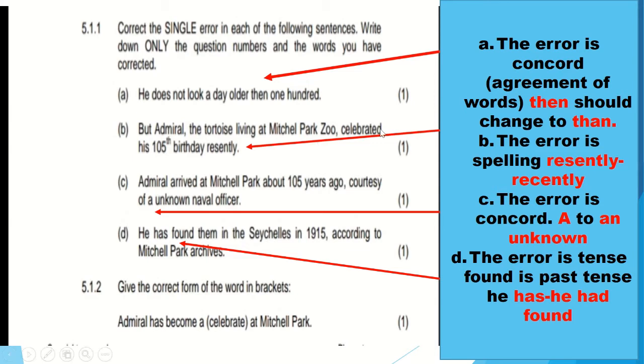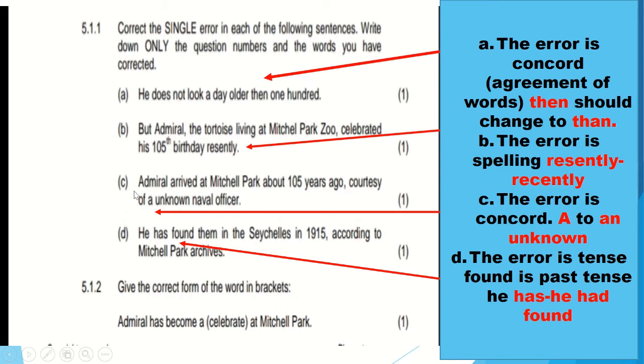That will be correct. And the problem there is concord. And then number B, Admiral the tortoise living at Michelle Park Zoo celebrated his 105th birthday recently. When I pronounce it, I don't hear a concord problem, but I can see there's a spelling problem. This is not how you write recently. You don't write recently with an S, but with a C. So the problem with number B was spelling.